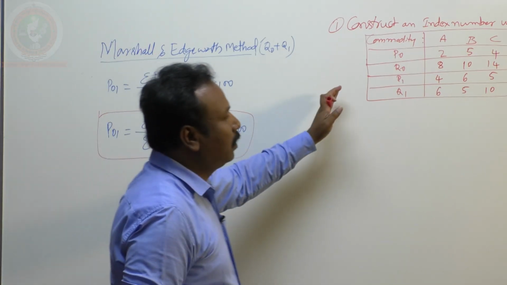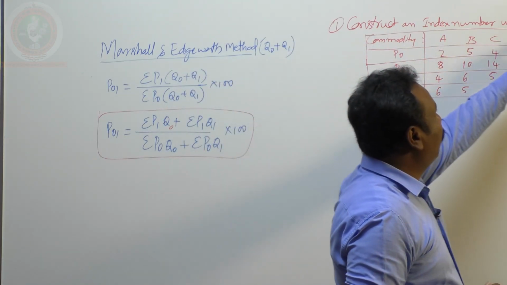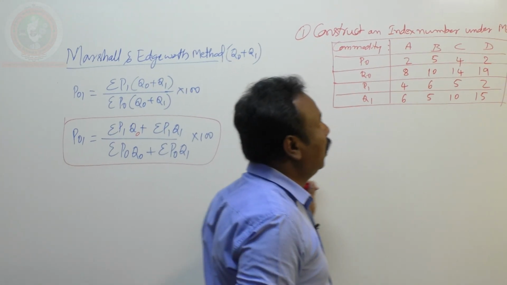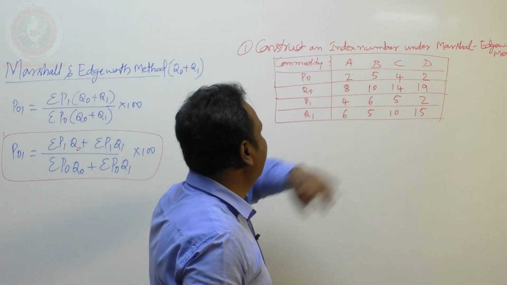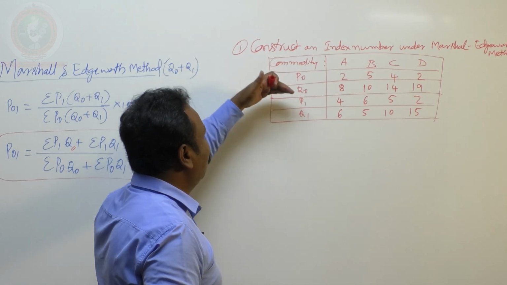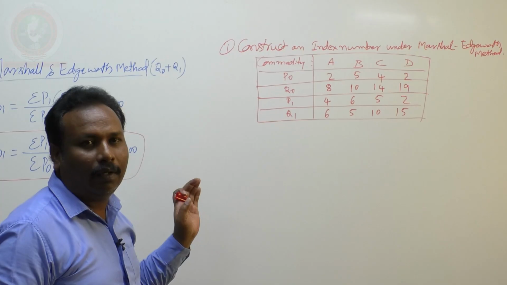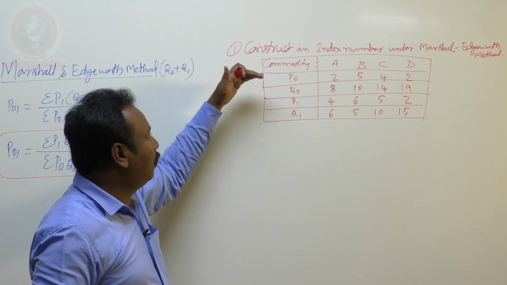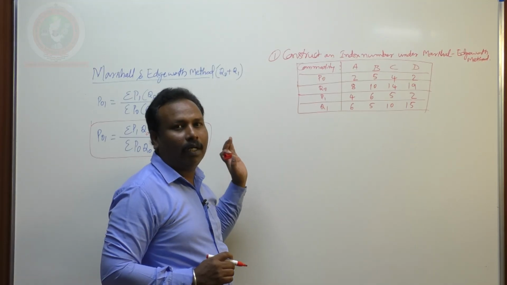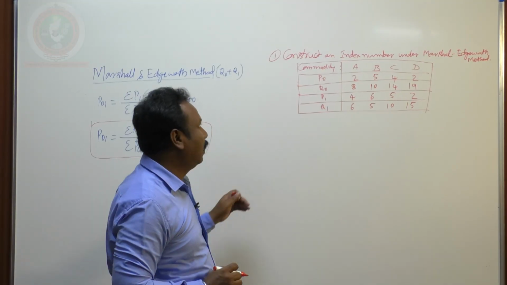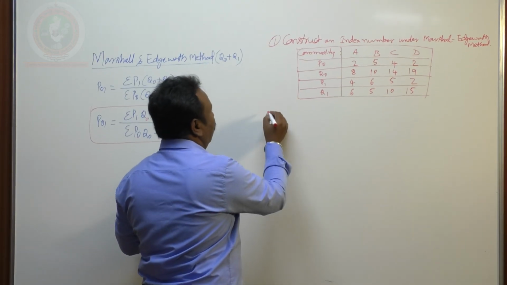Now it is a case. For a 10 marks question, construct an index number under the Marshall Edwards method. Commodities A, B, C, D are given, and P0, Q0, P1, Q1 are directly given in the question, for the base year and current year. Based on that I have to calculate the index number under the Marshall Edwards method.